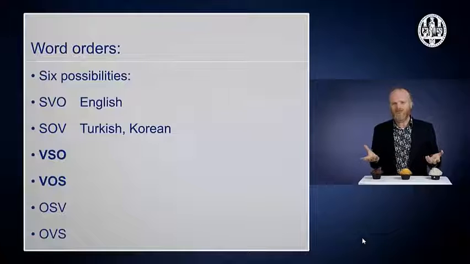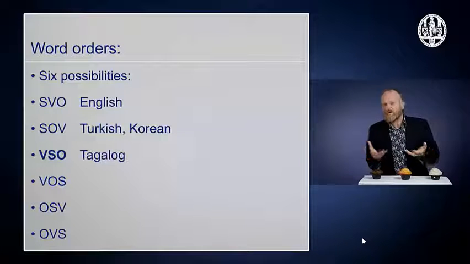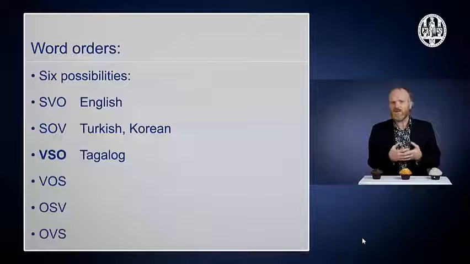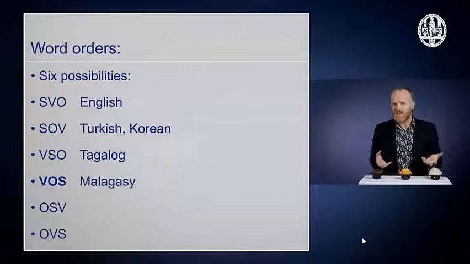VSO and VOS are the 2 orders where the verb comes first. And again, we can find them in very different kinds of languages. For instance, VSO we can find in Tagalog, the official language, or one of the official languages of the Philippines. VOS we can find in Malagasy, a language of Madagascar.